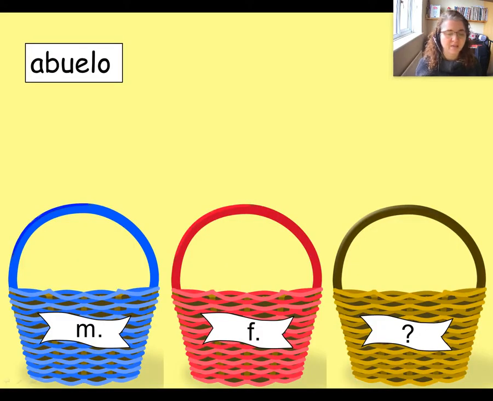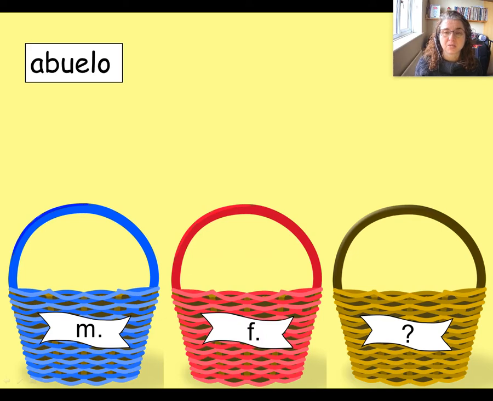Now, here we have our sorting baskets. Remember, we saw these last time, didn't we? Except now there's three. Last time we sorted them into two different baskets, didn't we? We had the masculine one, which is blue, and we had the feminine one, which is red. This time, though, we've got a yellow one. And that yellow one is where we're going to put the words that we're not too sure of. Okay, so we're going to sort into masculine, feminine, and don't know.